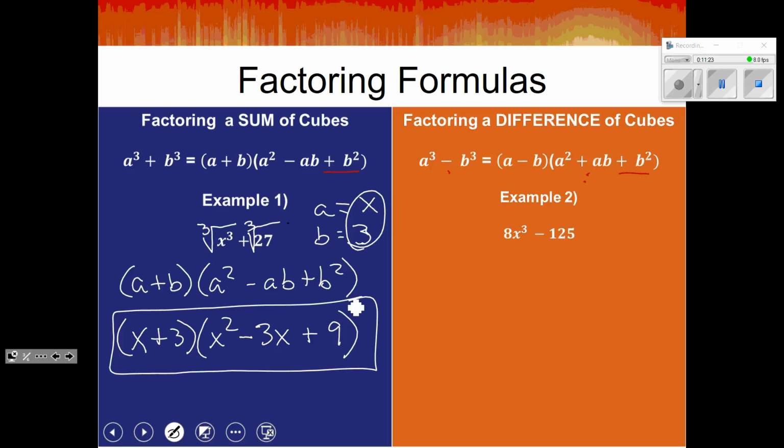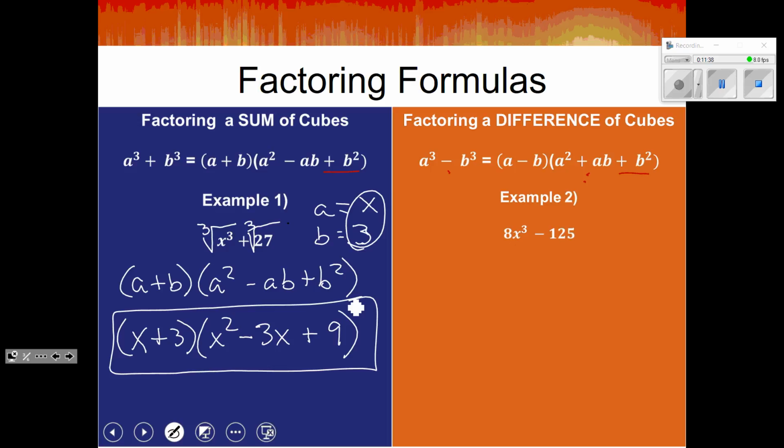What happens here? What happens here? And what are you left with? Is this what I started with? Yes. Does everybody understand that you can't do FOIL to multiply a binomial with a trinomial?